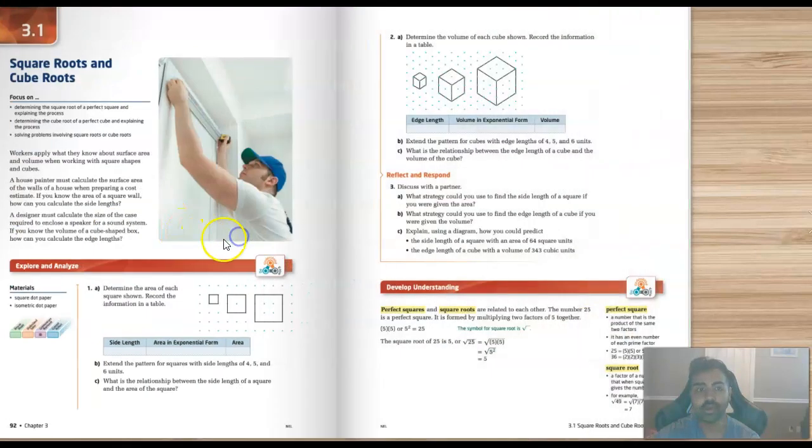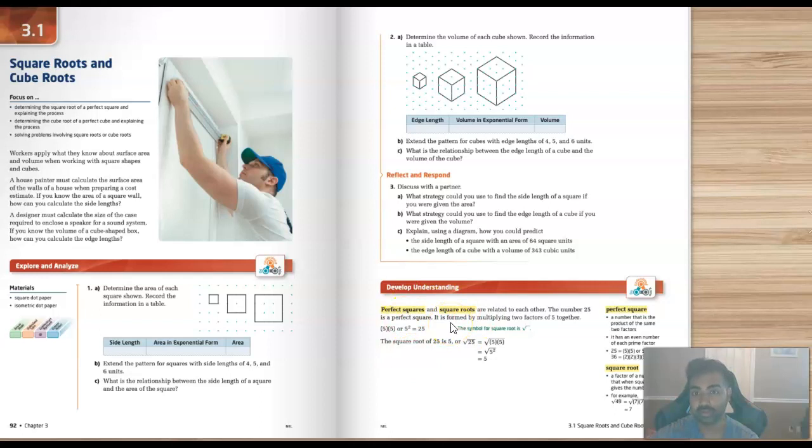So 3.1, we talked about square roots and cube roots, and just some terminology that you should be familiar with. Perfect squares are numbers where a factor multiplied by itself gives you that number. So for example, a perfect square would be 4, because 2 times 2 is 4. Another perfect square would be 9, because 3 times 3 is 9. Another perfect square, 25, 5 times 5 is 25, etc.